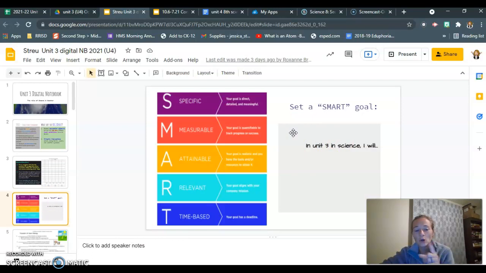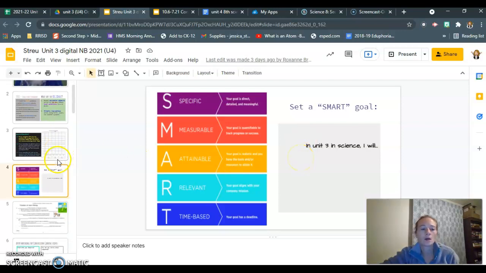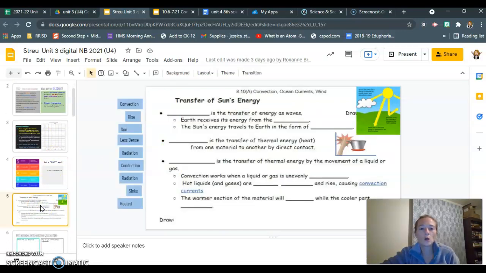Slide 4 is our goal slide. Yes, you have to put a goal in order to get credits for that on the digital notebook. It needs to be specific and measurable, so probably it has a grade attached to it or a completion of something. I will complete my digital notebook on time, or I will get an 80 or better on every quiz. Whatever you want your goal to be, put it in there. Nothing below a 70.